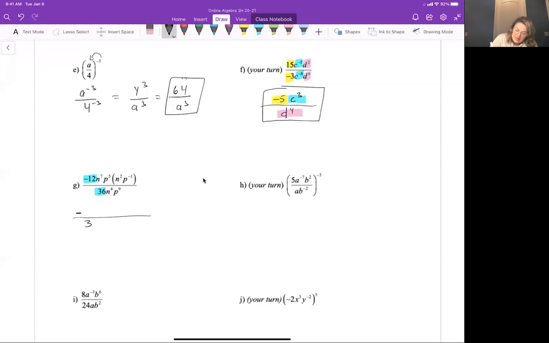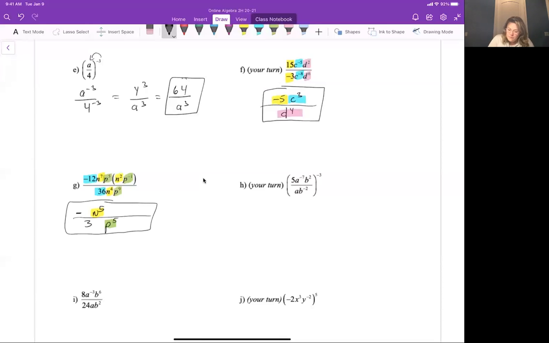Then I have my n's. n to the 7th, n to the 4th. I also have n squared. So n to the 7th times n squared, I've got to add that. So I have n to the 9th. 9 minus 4 is n to the 5th. So that'll be on top. Then I have p to the 5th, p to the negative 1. I have to add that. That leaves 5 plus a negative 1 gives me p to the 4th. P to the 4th minus, so 4 minus 9 gives me p to the negative 5, sorry, and that means that it has to be on the bottom.